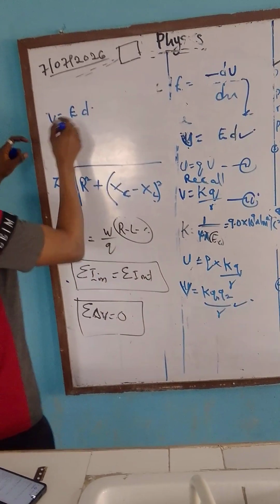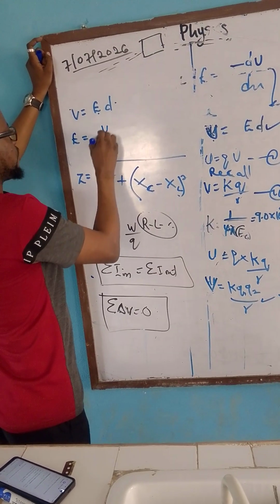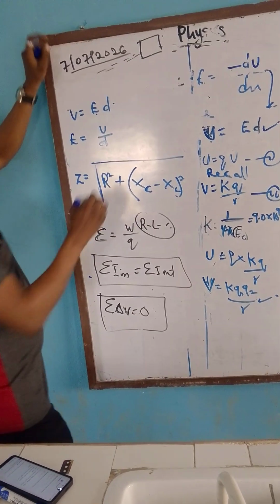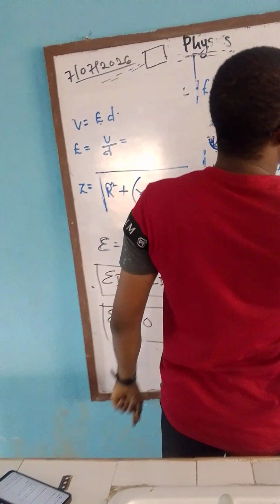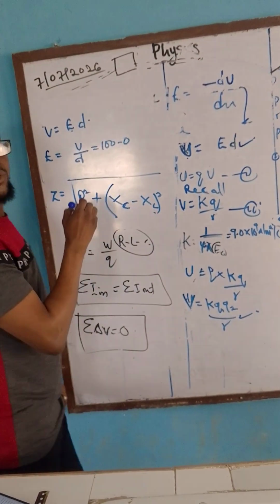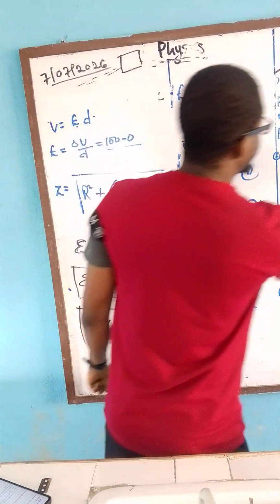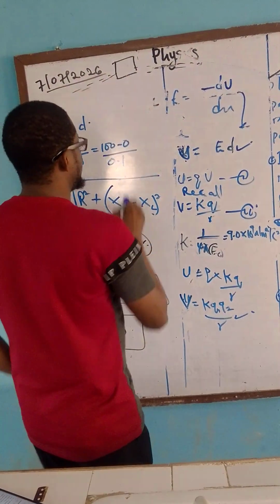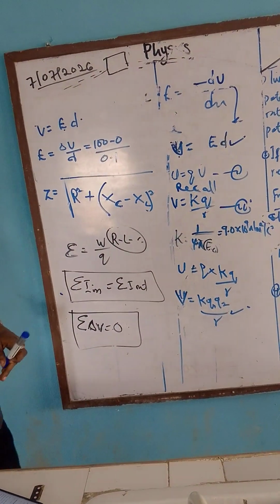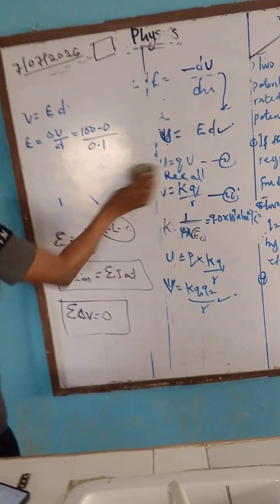So I can decide to find E, which equals V over D. And then I have V on the board: 100 minus 0. That is change in V. Don't forget. Then over what is our distance? 0.1. Please take this calculation on the calculator. So I want to clean here as well.